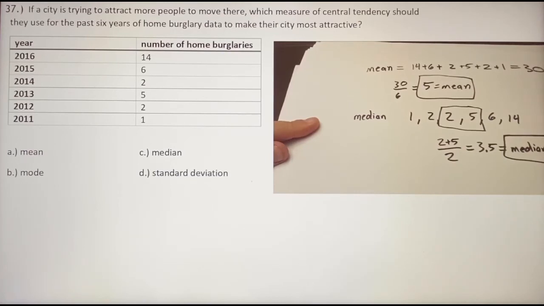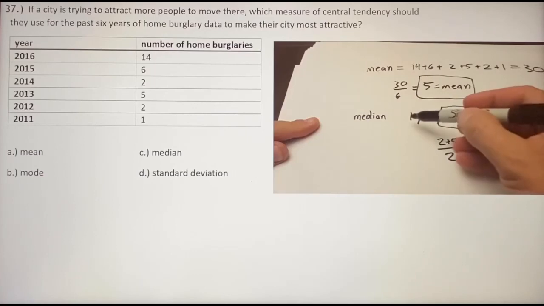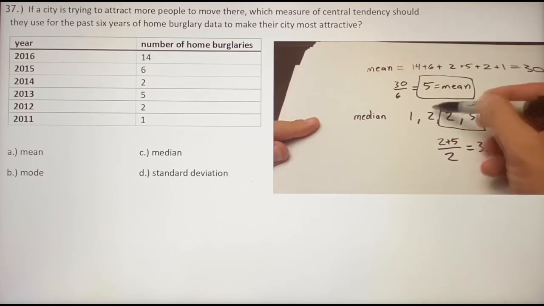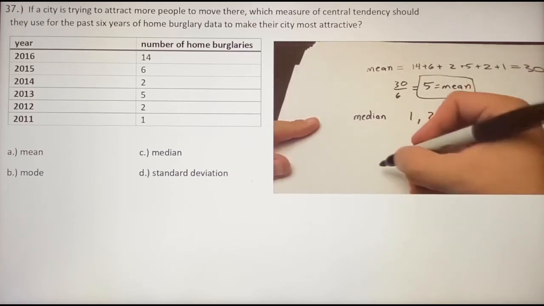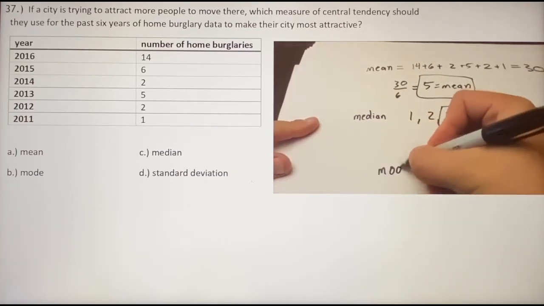And then the mode is going to be the number that occurs the most. So if we look back here, we notice there are 2 2s. That is the only number that we have more than one of. So that's going to be our mode.